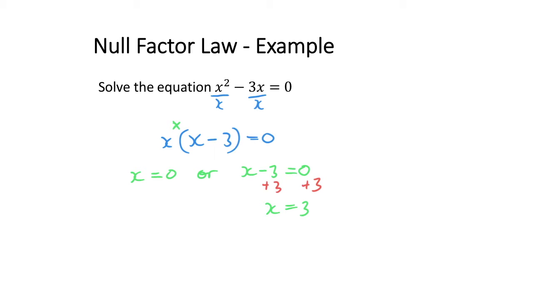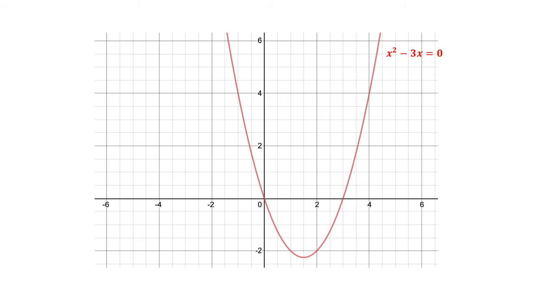So if I was to graph that onto our Cartesian plane, my x-intercepts would be at 0 and 3. So let's have a look at what that looks like. So looking at a graph of the equation x squared minus 3x is equal to 0, I can see that my x-intercepts are at 0 and 3. So let's have a look at a second example.